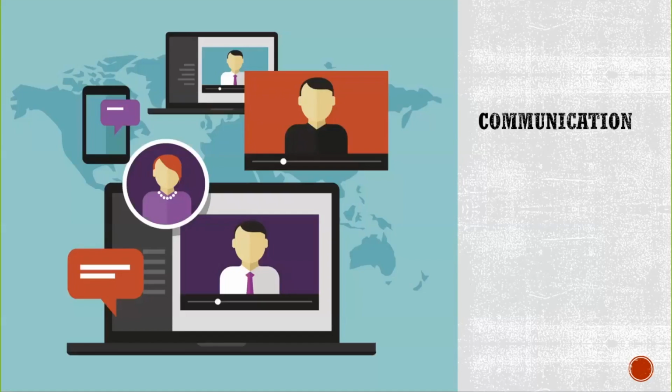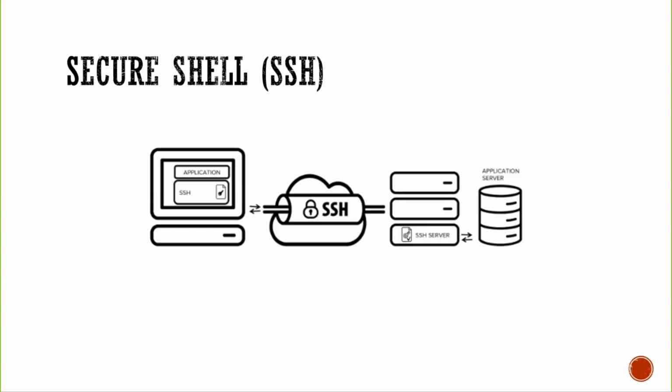Communication. Simple network protocols can be used when communicating over the network. Secure Shell, or SSH, can be used in the application layer of the TCP/IP suite to encrypt communication. The application uses SSH to connect to the application server.